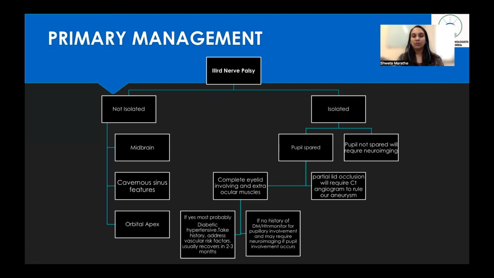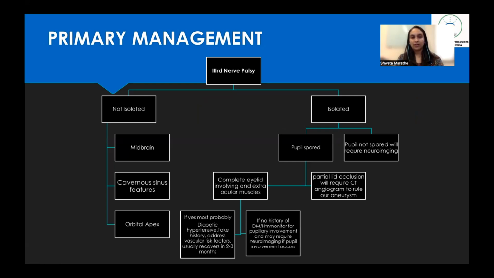If the third nerve palsy is isolated, then you have to look at the pupil. If the pupil is spared, or the pupil is not spared. If the pupil is involved, that is mid-dilated, then you will have to proceed with neuroimaging. If the pupil is spared, then you will have to do the eyelid evaluation and extraocular muscles evaluation.